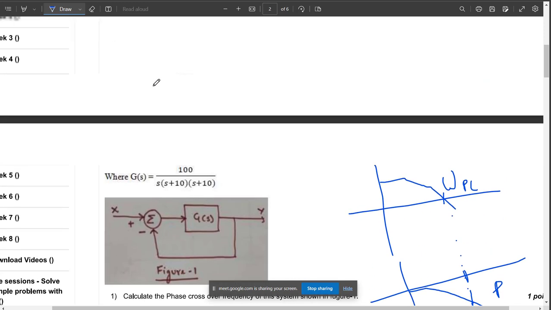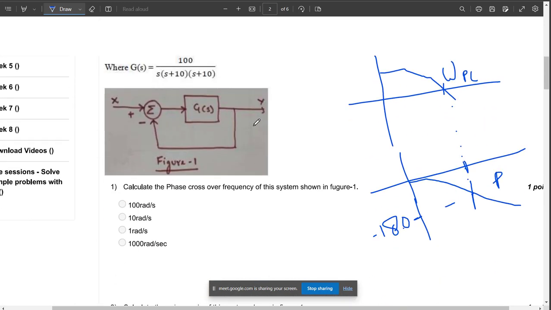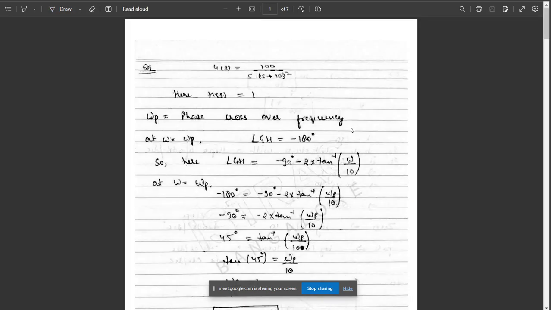So now let's go and try to solve this question. I hope I have also explained it in English. Since I'm recording this session, I want it to be in English as well. So I will go once again. Phase crossover frequency is the frequency at which the phase goes over minus 180 degrees, the exact frequency where the phase crosses minus 180 degrees.